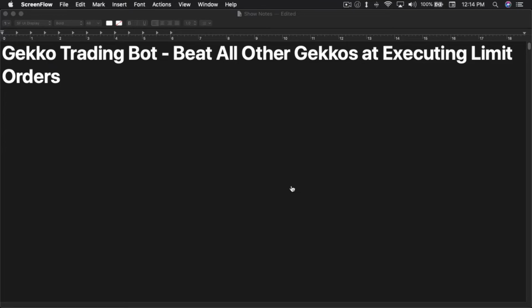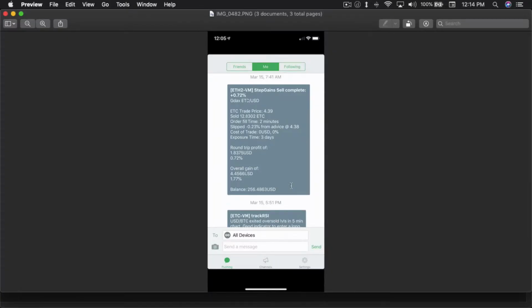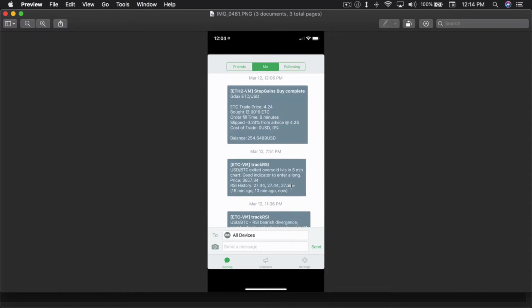Although, if you look at it, this is a screenshot of what actually happened. Actually, this is a sell order. Let me go back to the buy first. So this is a buy order. You can see that it bought at 424. This is the information that I get from Push Bullet. This is how much it bought at, 424, and how long it took to fill the order, 8 minutes.